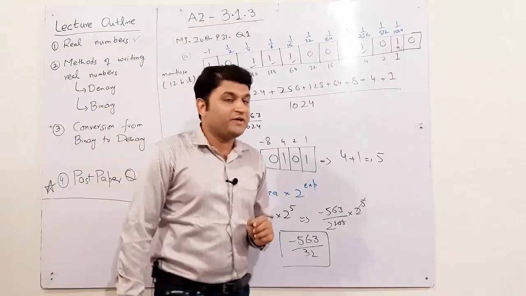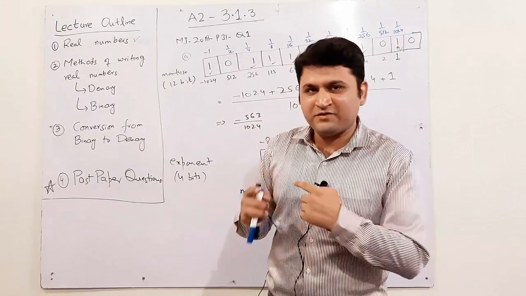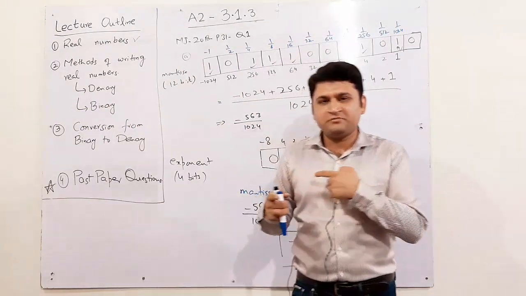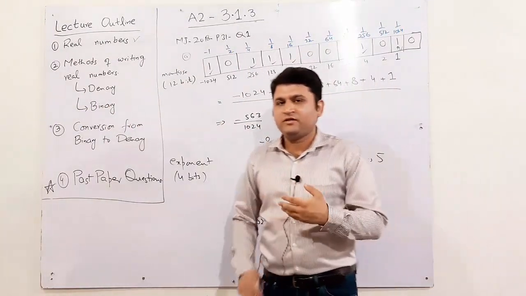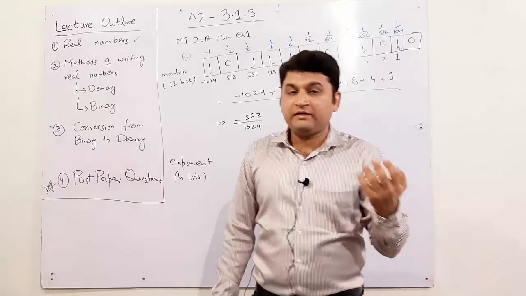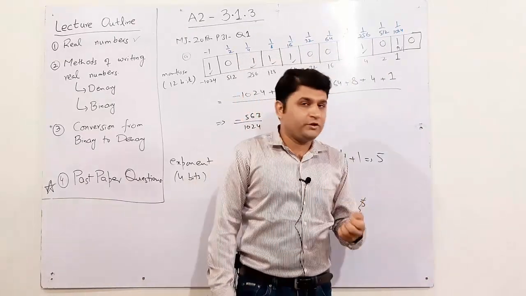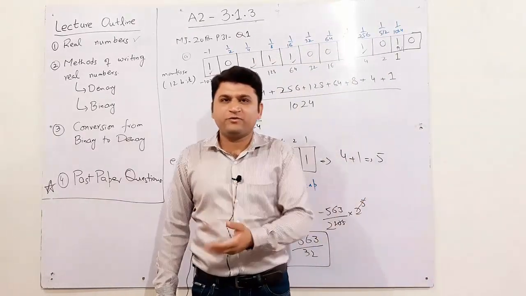So I hope you guys would have understood how we can convert binary floating point numbers into their denary equivalent, and this can be carried forward so that we can convert denary floating point numbers into their binary floating point equivalents.